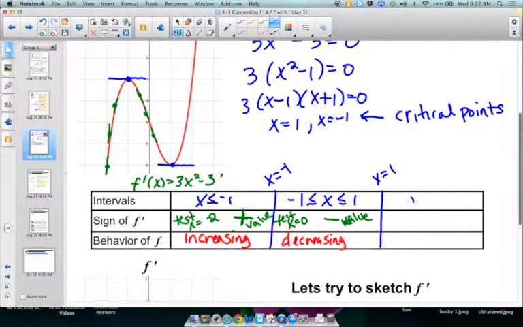And then what happens at x greater than or equal to 1? If we test x equals 2, and throw 2 in here for the derivative, you get another positive value.